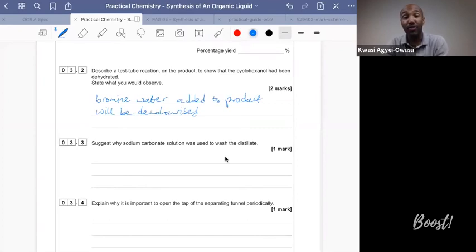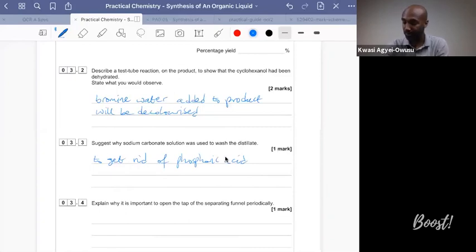In 3.3, we're asked to suggest why sodium carbonate solution was used to wash the distillate. So we're doing this to get rid of acid, to get rid of phosphoric acid. So phosphoric acid will react with your sodium carbonate, you'll see fizzing, and as long as there's fizzing, you know that there is acid remaining. Once the fizzing has stopped, you can then separate the two layers, so you know you've got rid of all of the acid.